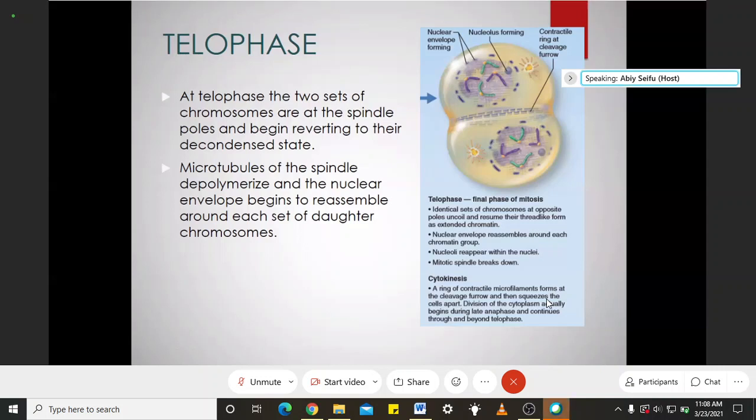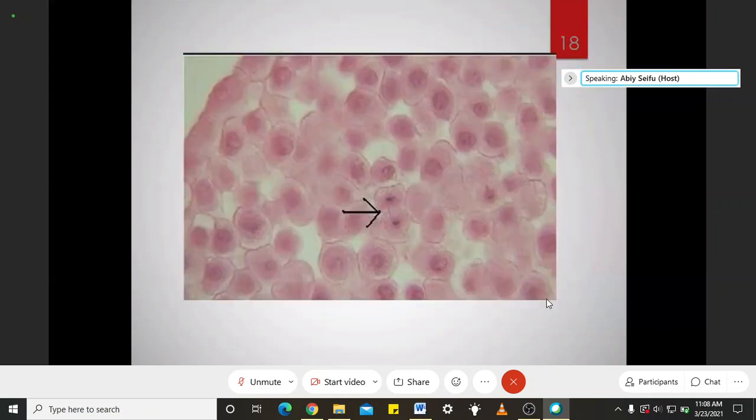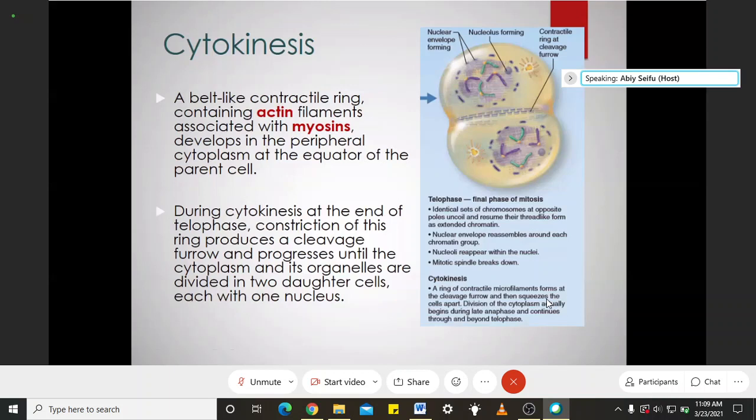cell membrane. The constriction becomes very deep, deepening the furrow, and then finally the two cells will detach and form two separate cells. So that is called cytokinesis. As you can see, here is a photomicrograph showing two separate cells, and here is a constriction of the cell membrane, and then finally we can see these two separate cells with their own genetic material. Okay, so this is about cytokinesis.